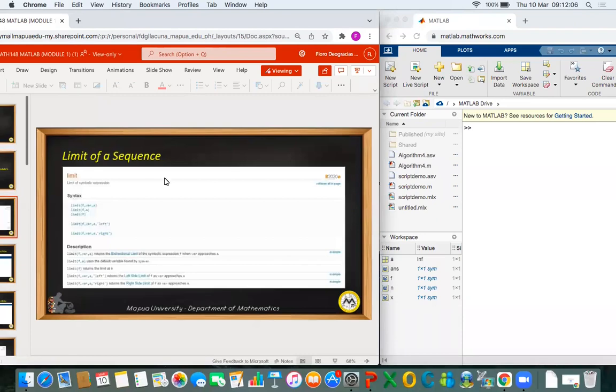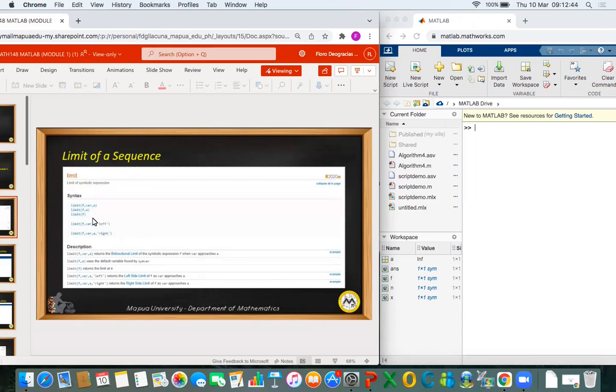Okay, so let's start with the first topic, which is about limit of a sequence. In MATLAB, class, limit is defined to be the limit of a symbolic expression. And we have the following syntax here. We have limit of f, var, a. This is the syntax that returns the bidirectional limit of the symbolic expression f when the variable approaches a.